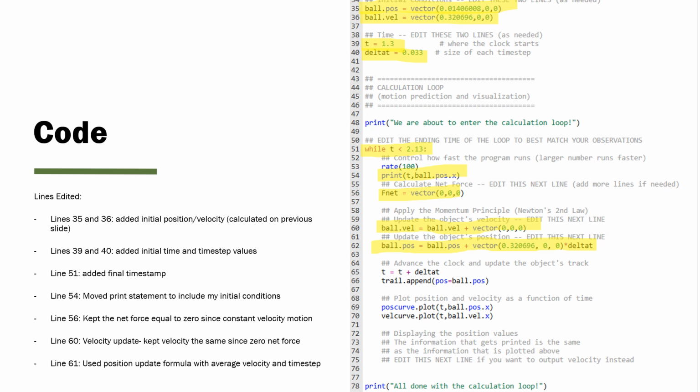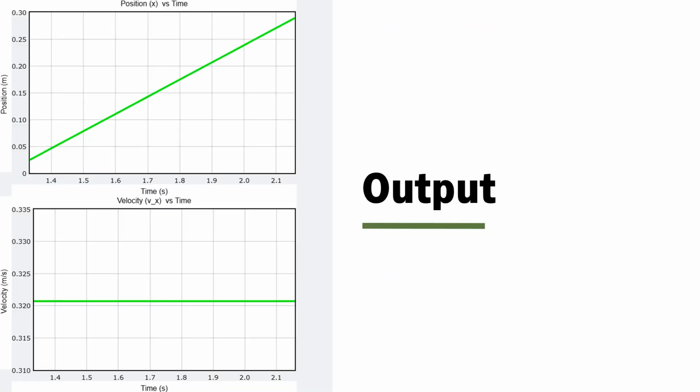Line 60, I used the velocity update formula, but I kept the velocity the same since there's 0 net force. I used, on line 61, the position update formula with average velocity and the time step. Here is the output of my code. As we can see, the position over time graph is very linear because it's constant velocity, and the velocity versus time graph is constant because constant velocity, which means there was no acceleration during this simulation.